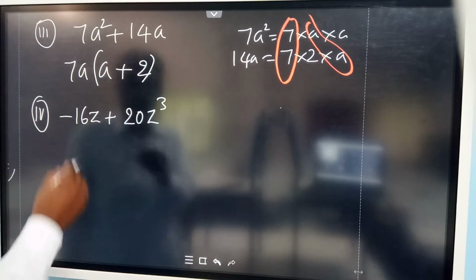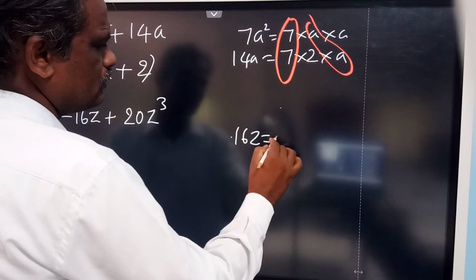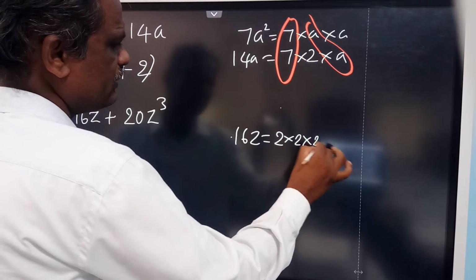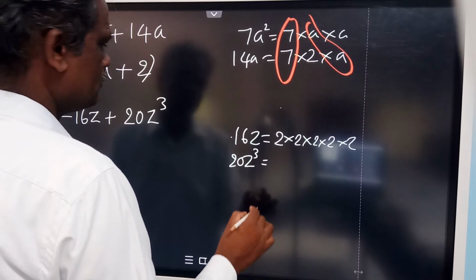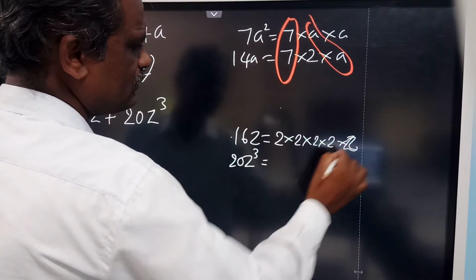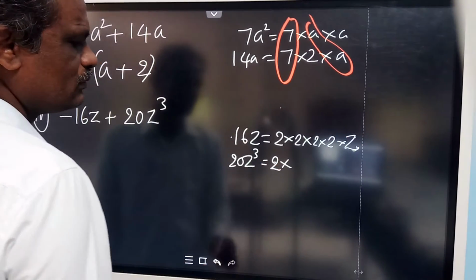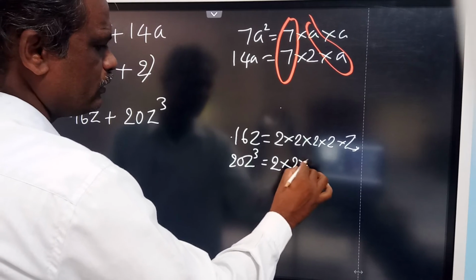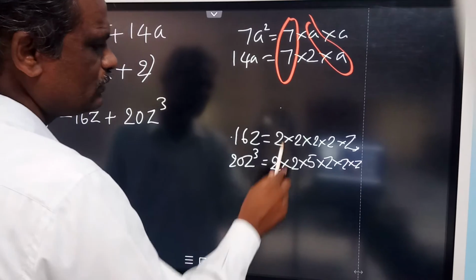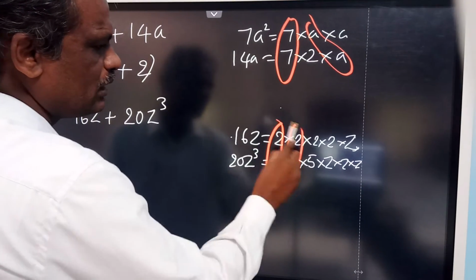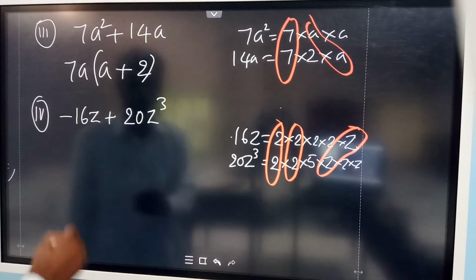Split this one. The first term is 16z, so 2 into 2 into 2 into 2 into z. The last term is 20z, so 2 into 2 into 5 into z. Now you can take 2 common, another 2 common, and z common. 2 into 2 into z means 4z.